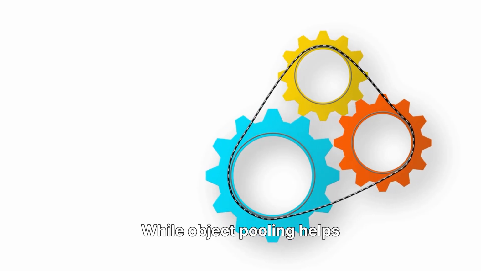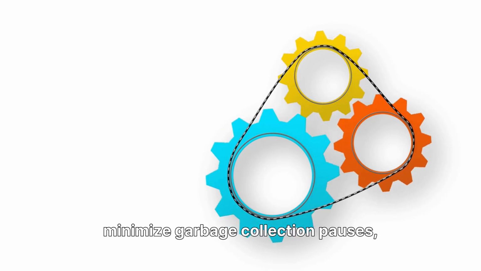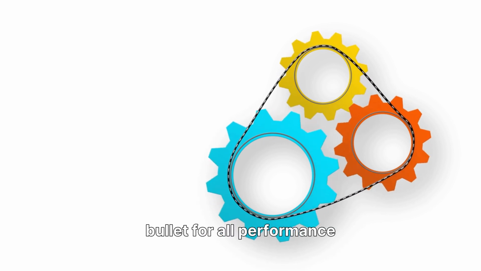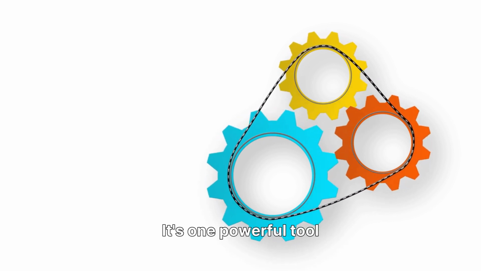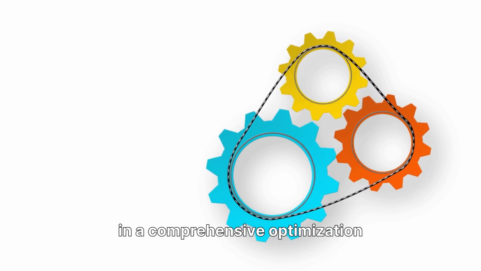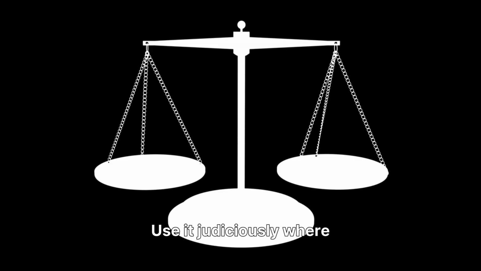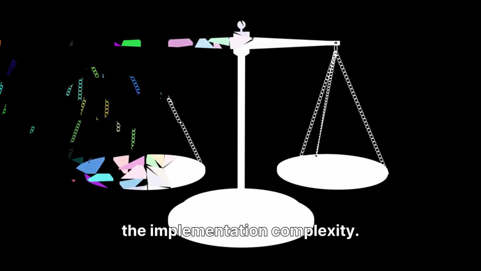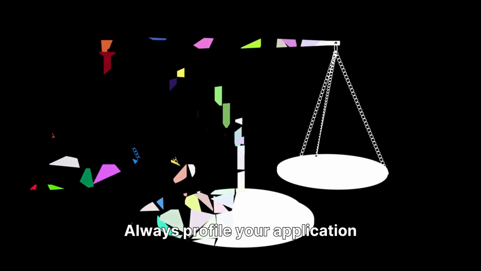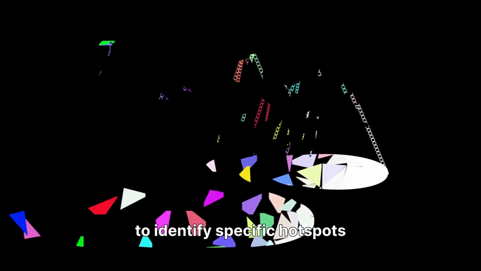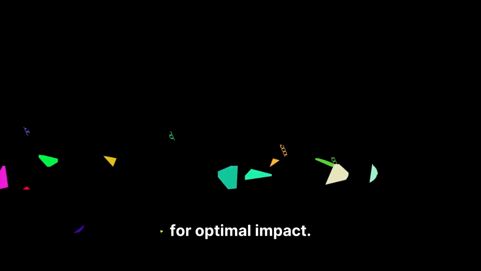While object pooling helps minimize garbage collection pauses, it's not a silver bullet for all performance problems. It's one powerful tool in a comprehensive optimization strategy. Use it judiciously where its benefits truly outweigh the implementation complexity. Always profile your application to identify specific hotspots for optimal impact.